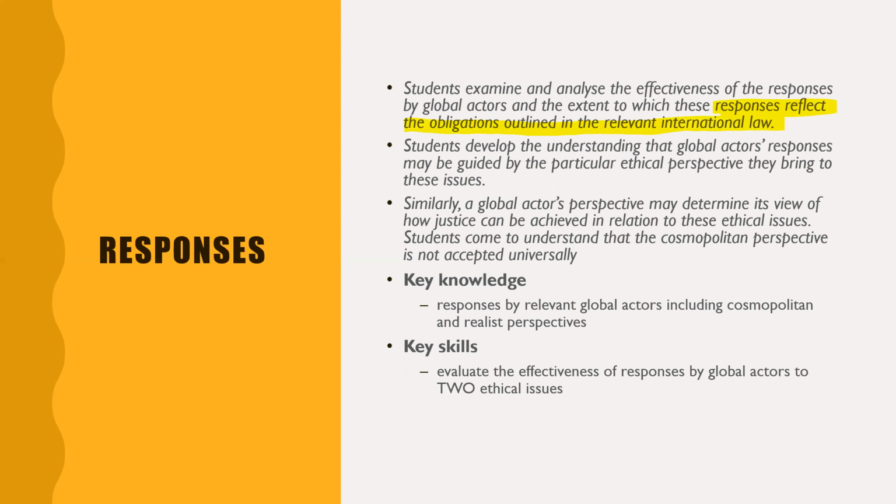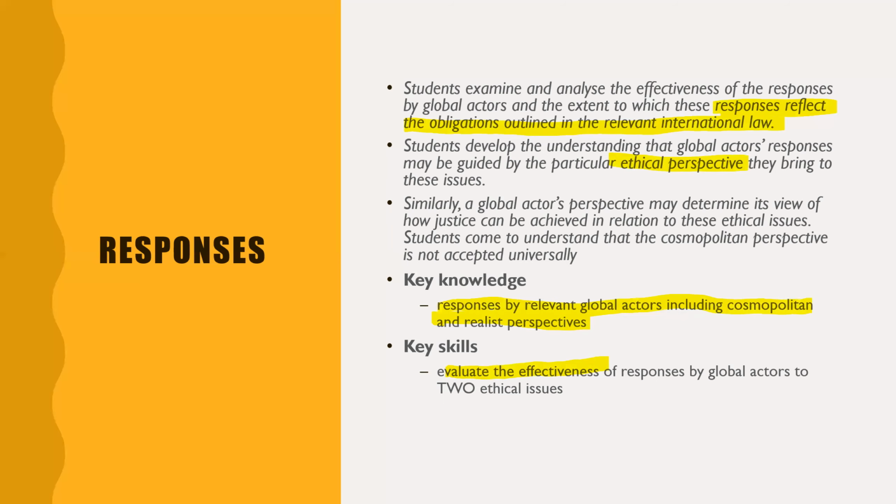Also, when we're talking about responses, we need to think about the ethical perspective. Are they responding with cosmopolitanism or are they responding with realism? It might be helpful to go back to the key terms video because it does talk about key terms in relation to realism and cosmopolitanism. In terms of our key knowledge, we need to know responses by relevant global actors, including cosmopolitan and realist perspectives, and we need to be able to evaluate the effectiveness. How is this an effective response and how is it an ineffective response?